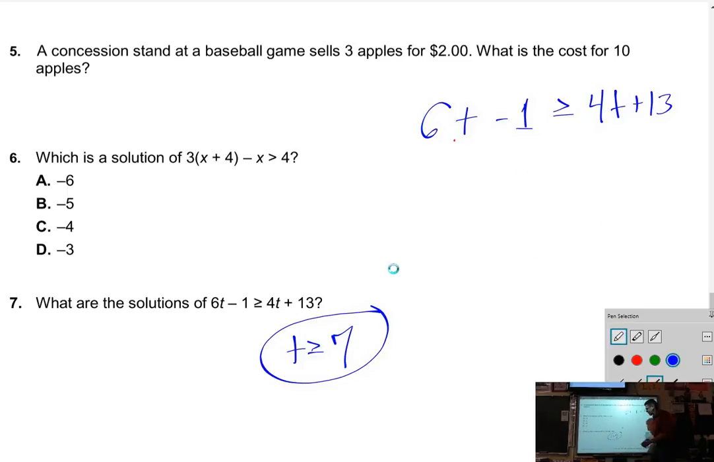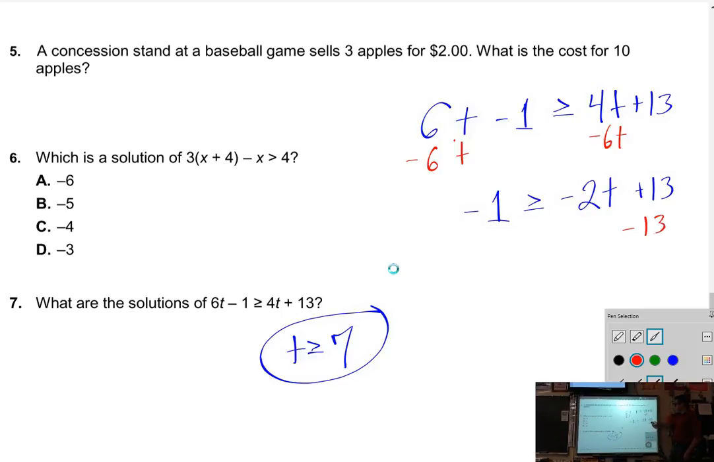If instead of subtracting the 4t, let's say I didn't really put much thought, and I just started by subtracting 6t. I then would get negative 1 is greater than or equal to negative 2t plus 13. Now my only variable is on the right-hand side, so to compensate for that plus 13, I take away 13. That's going to give me negative 2t on the right-hand side and a negative 14 on the left-hand side.